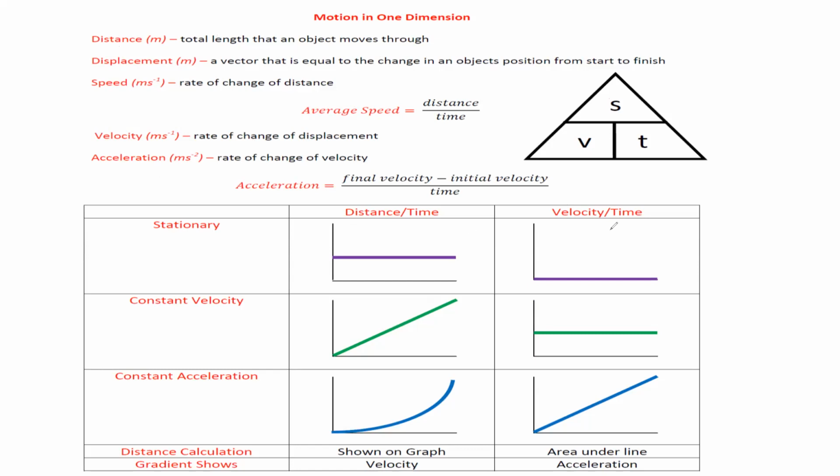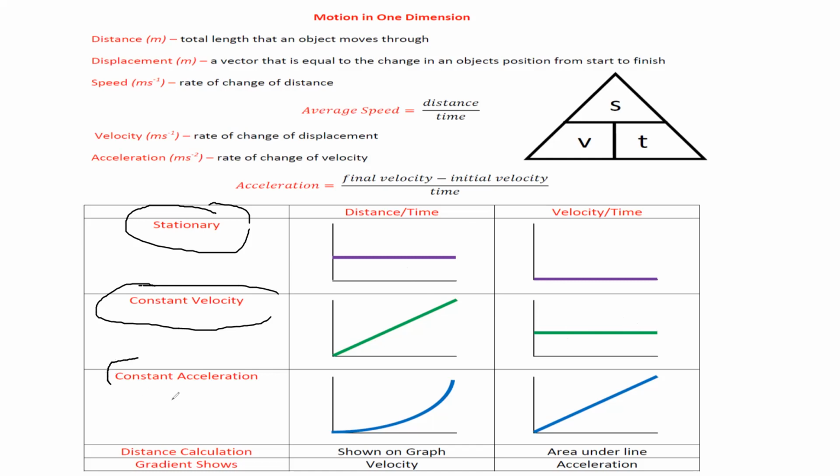So for a distance time and velocity time graph, if an object is stationary, stationary means the object is at rest, the distance time graph will be a horizontal line, and the velocity time graph will be a horizontal line on the origin. If the object is moving with a constant velocity, in the displacement time graph the slope represents velocity, so the gradient should be constant, whereas the velocity time graph will be a horizontal line above the origin, showing that the velocity is not changing.